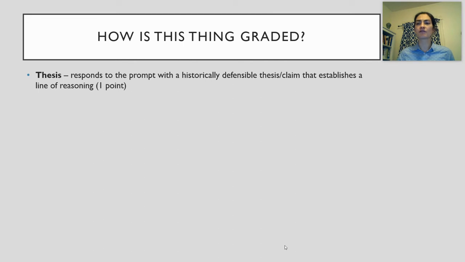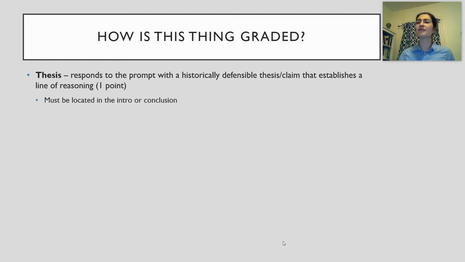First thing they look for, first thing I'm trying to underline when I grade your DBQ, is a thesis statement. You have to answer the prompt. You have to make an historically defensible claim. It can't be totally off the wall. And you have to establish a line of reasoning, meaning you can't just say, yes, no, there was a really big effect. You have to give your reader in your thesis statement some hint at what is going to happen next.